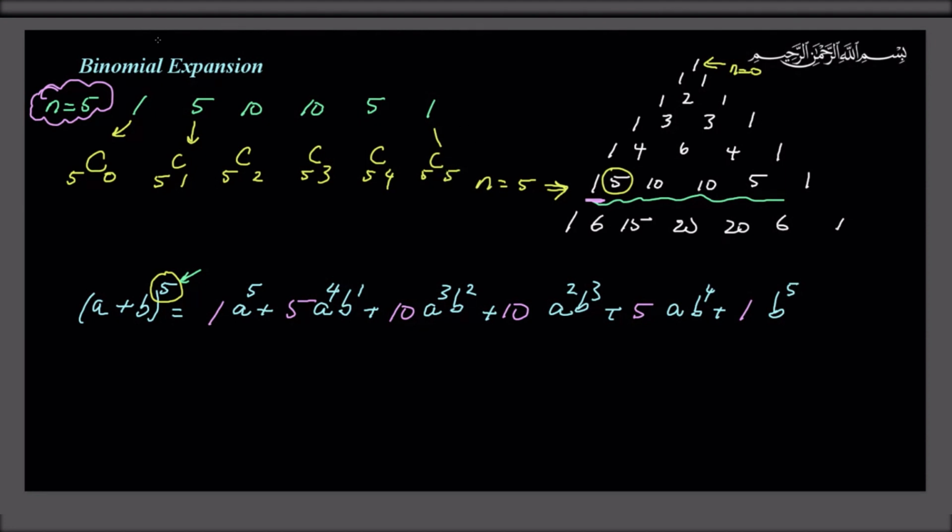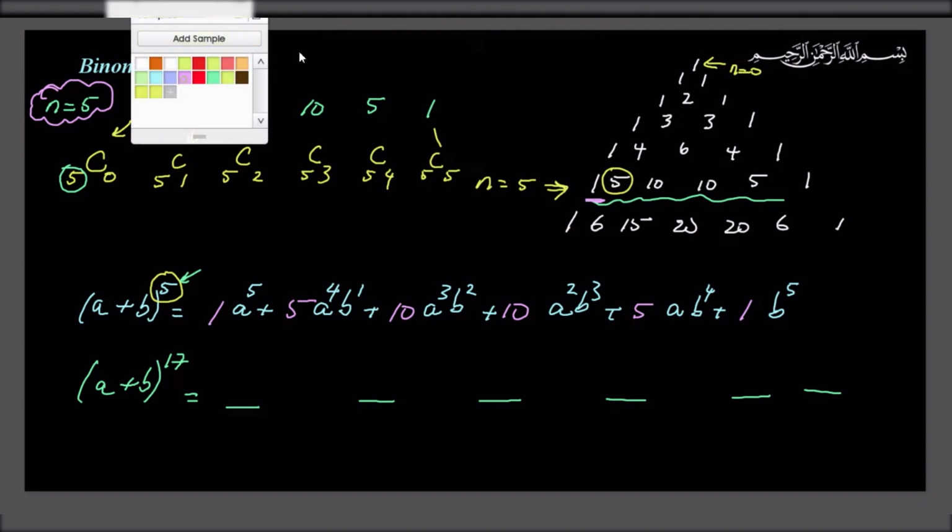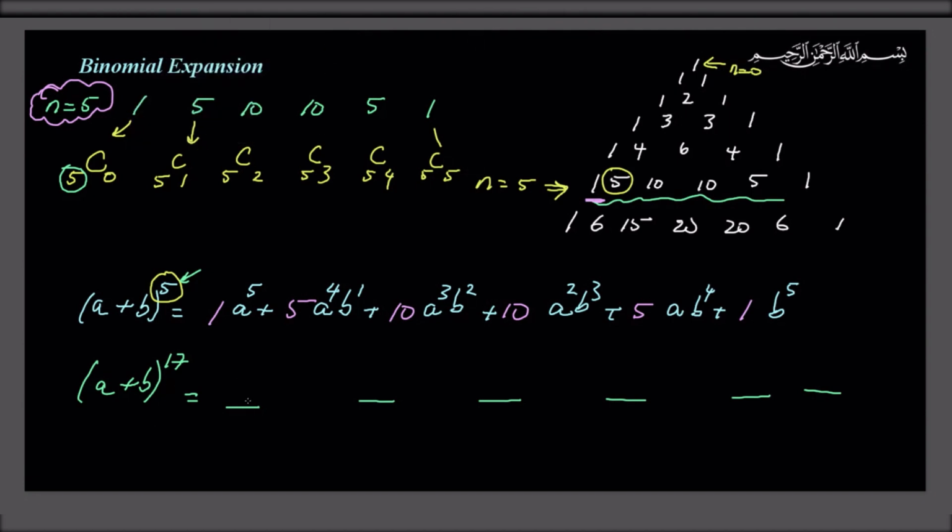And that's very convenient, because look at this. The fifth row depends on this. So if I have a plus b to the 17th, all the coefficients can be derived by doing combinations. We don't have to draw out the whole Pascal's triangle. So let me write out some of these combinations for a plus b to the 17th.